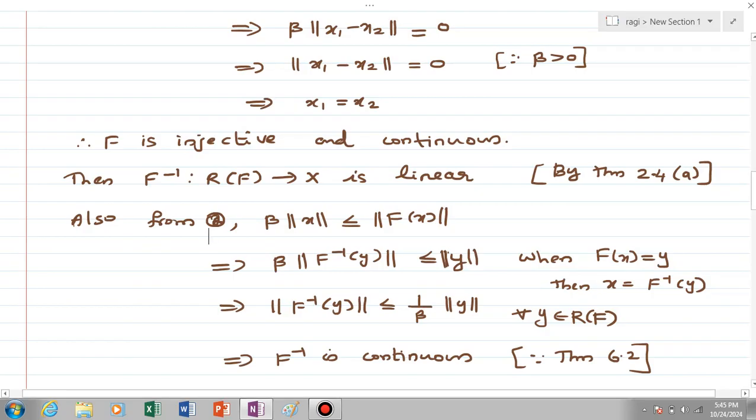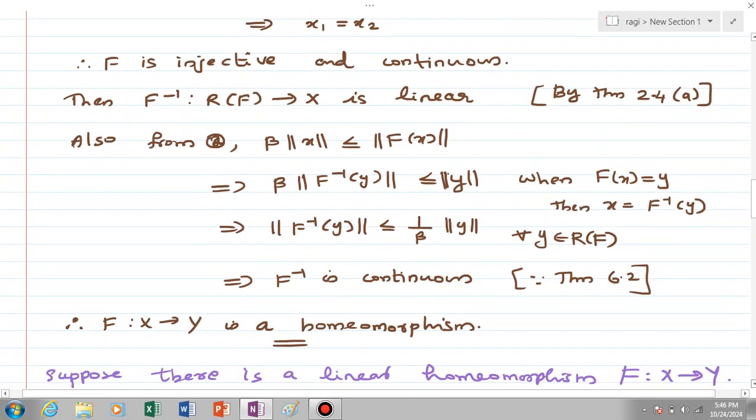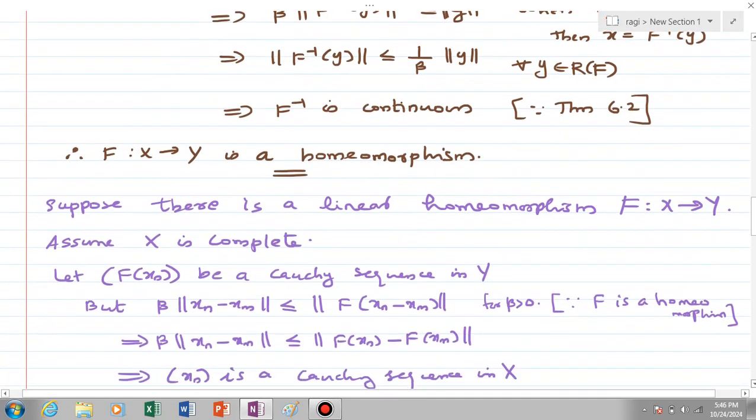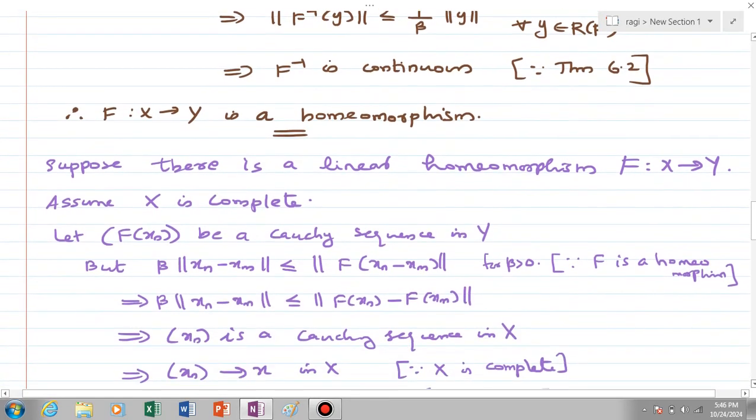So we have the function f from x to y is linear, f is continuous and f inverse is also continuous. So the function f from x to y is a homeomorphism. That is the first part. And one more thing in the first part is, in case there is a linear homeomorphism, then x is complete if and only if y is complete. So we have to look into that.